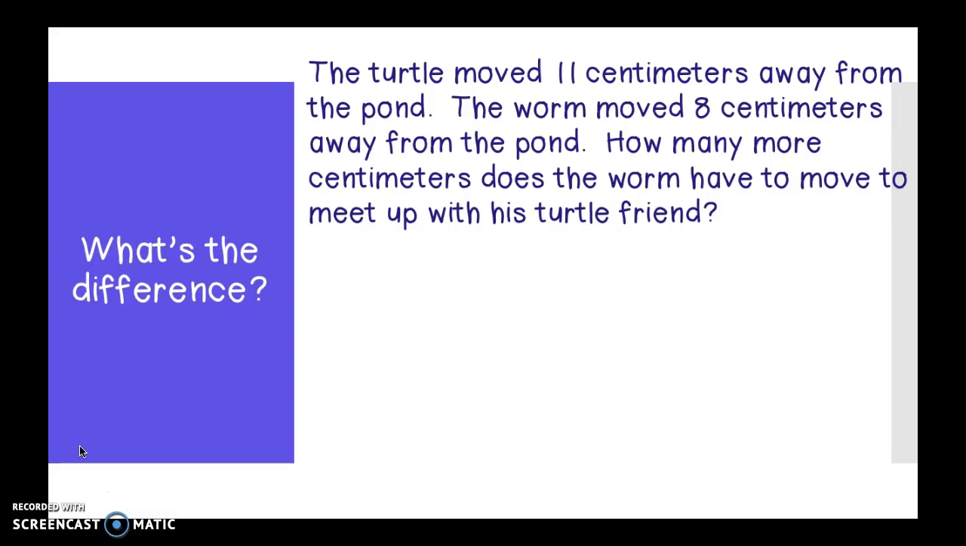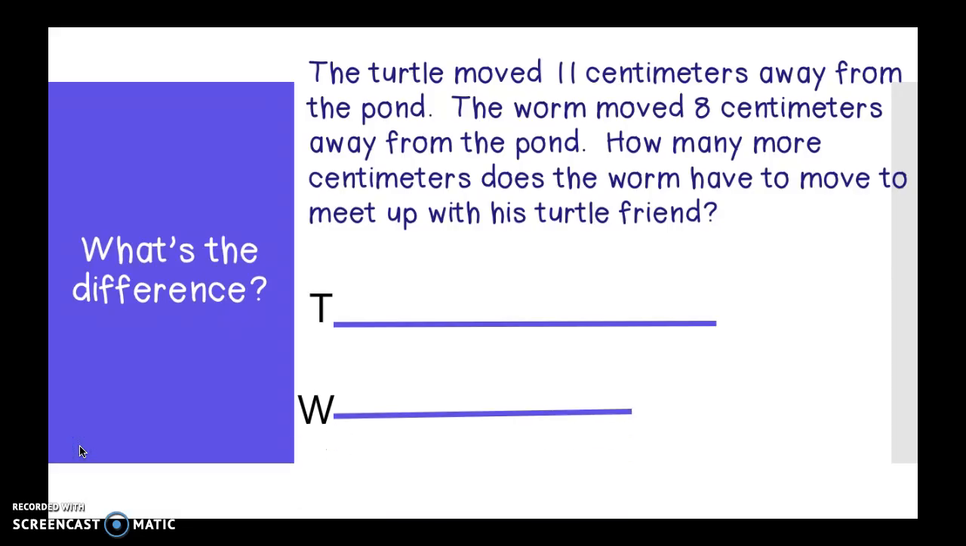Okay, ready to check yourself, friend? Well, I wrote, it says the turtle moved 11 centimeters away from the pond. So I went ahead and drew a T and showed 11 centimeters. I just realized I forgot to label it. That's not going to be very helpful.